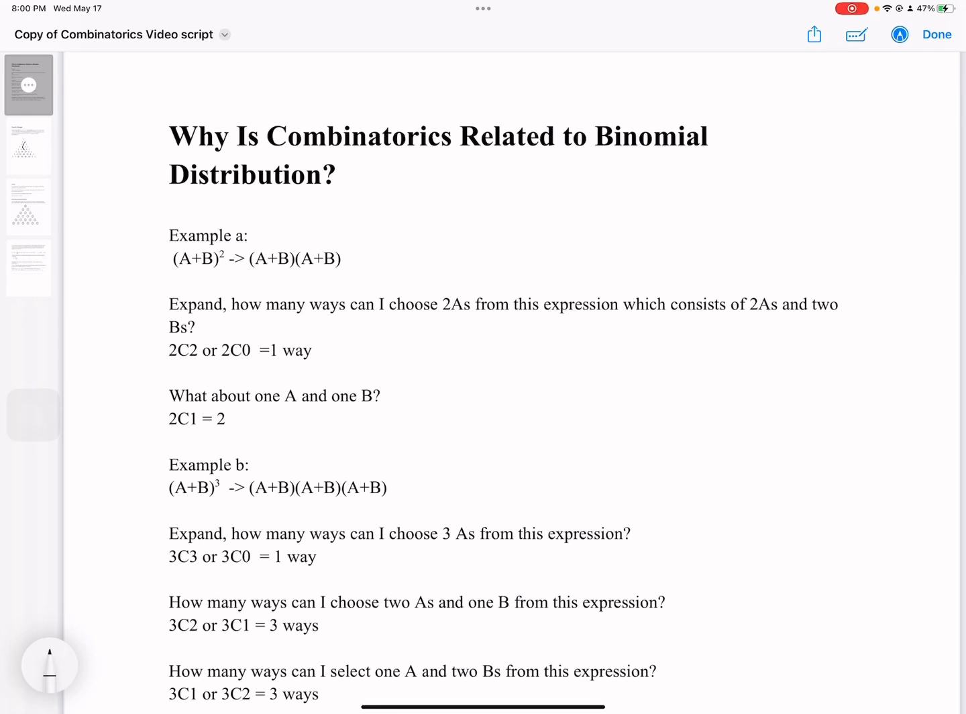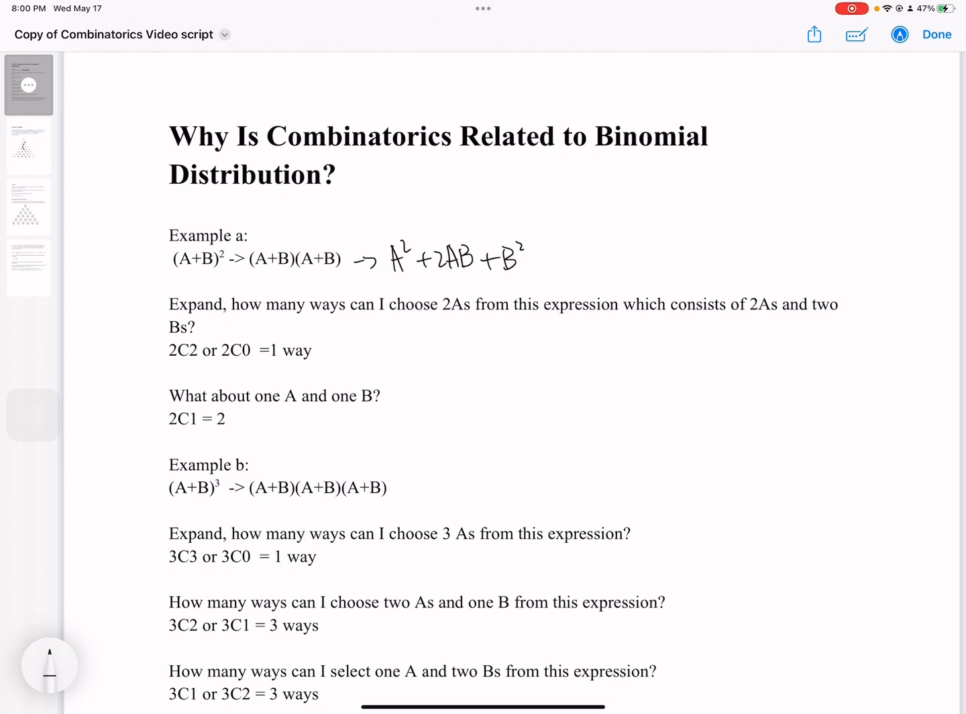Okay, so example a: (a + b) squared. Obviously it equals (a + b) times (a + b), which equals a squared plus 2ab plus b squared. Because that's what our teacher taught us when we were doing the binomial distribution, or in other words, the perfect square binomials. But today let's think about it another way.